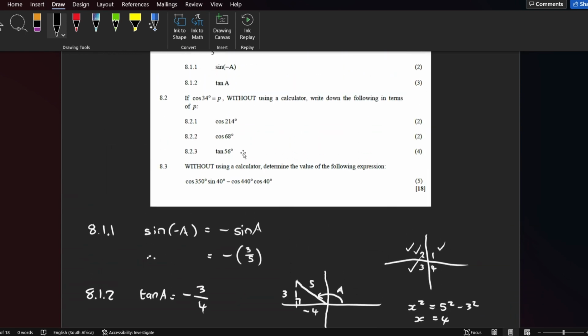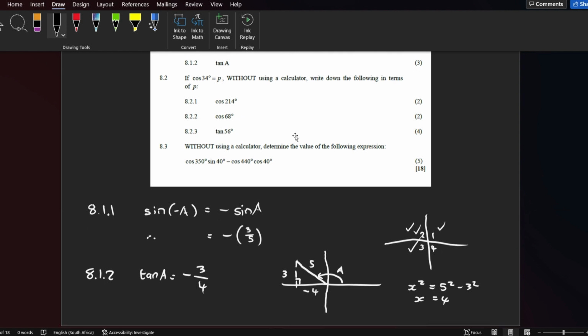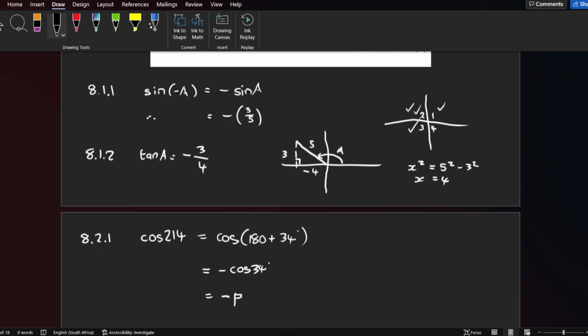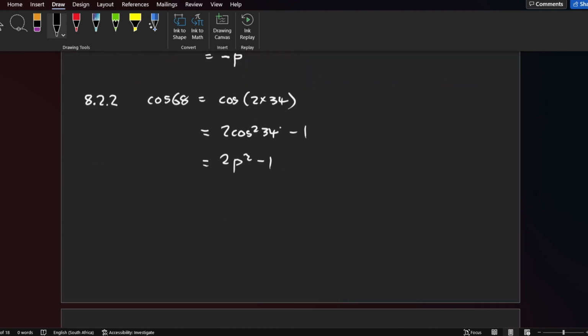Now the last expression asks for tan 56. Now whenever you are asked to determine tan of an angle in terms of p, that will usually require you to draw your triangle, because you would have to complete the sides of your triangle and use the opposite and adjacent sides of your triangle to solve the question. So drawing our triangle, we know we have a right angle triangle.